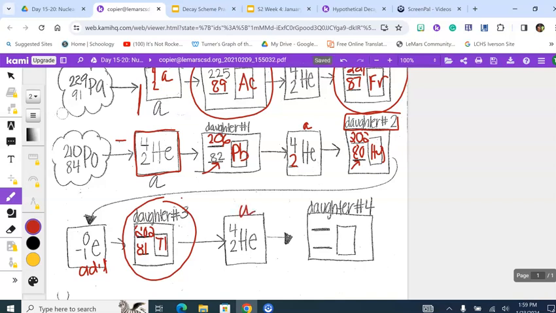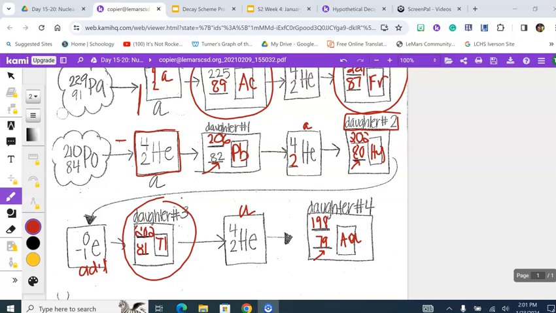So it decays this alpha particle, and what it does is 202 minus 4 is going to be 198. And then 81 minus 2 is going to be 79. I'm going to look this up on the periodic table. It's Au. Au.